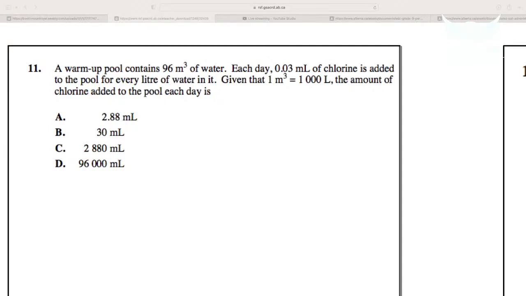Okay, next question. A warm-up pool contains 96 cubic meters of water. Each day, 100 milliliters of chlorine is added to the pool for every liter of water in it. Given that 1 cubic meter equals 1,000 liters, find the amount of chlorine added to the pool each day.